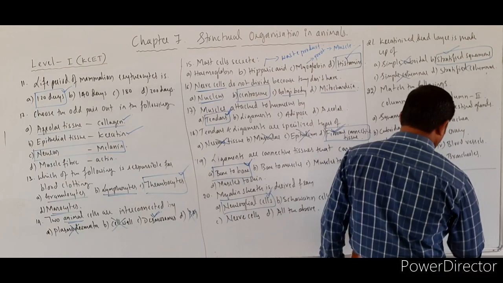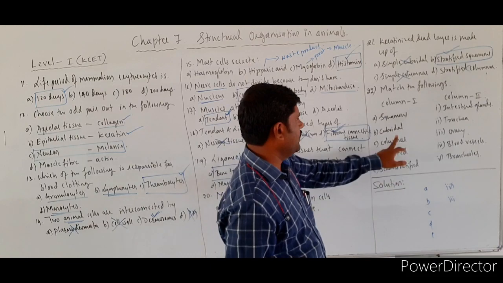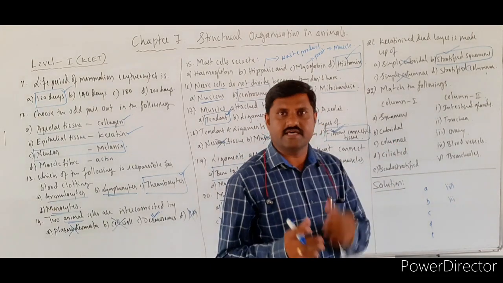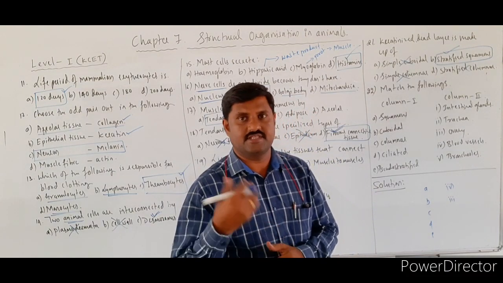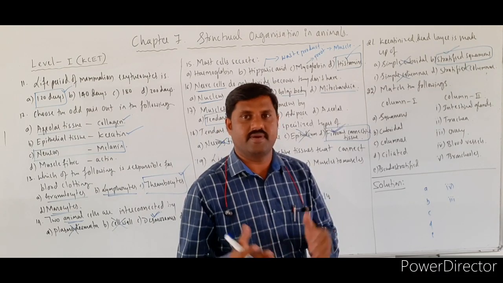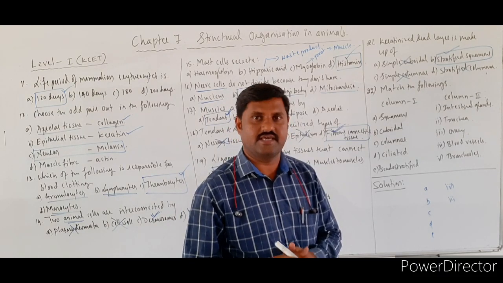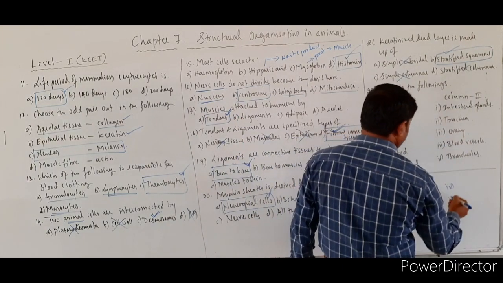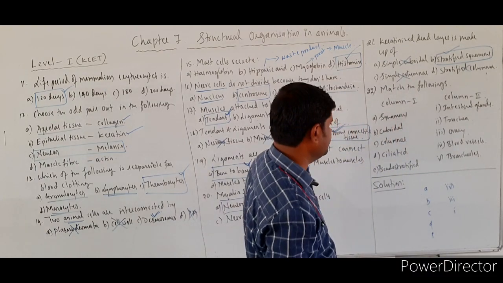Then it is B3. And columnar epithelium, it makes the inner lining of intestine as well as stomach. Some of the intestinal cells modify themselves into glands, single celled glands, meant especially for secretion of enzymes, right? The mucus glands or goblet cells are there. So that's why columnar epithelium is linked with what? C1, that is intestinal glands.